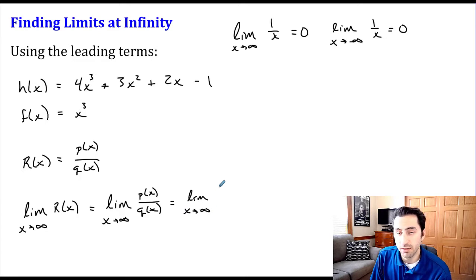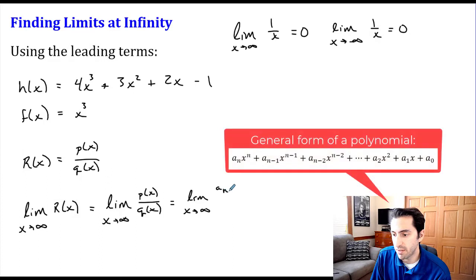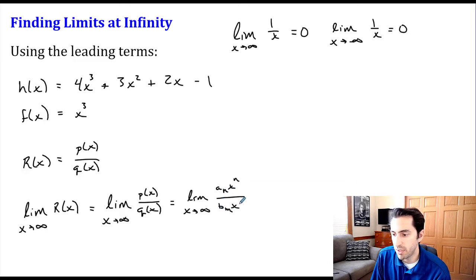So let's say the leading term for the numerator, the p of x, we'll say that's a sub n, x to the n, and then using the general notation, we'll do b sub m, x to the m. So these two terms are the leading terms of my two polynomial functions. Okay, so now let's try this in an example.